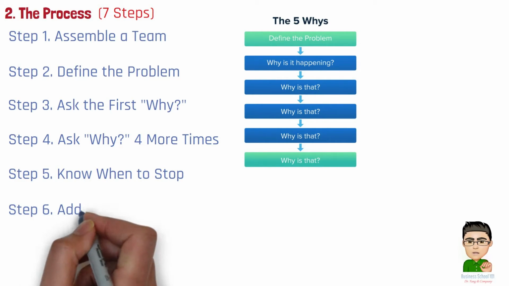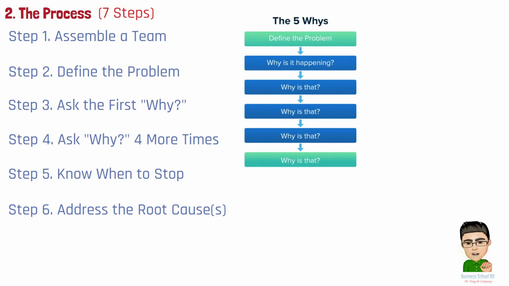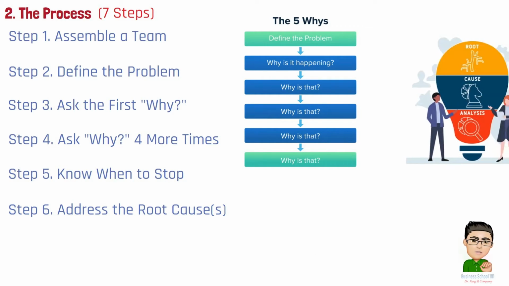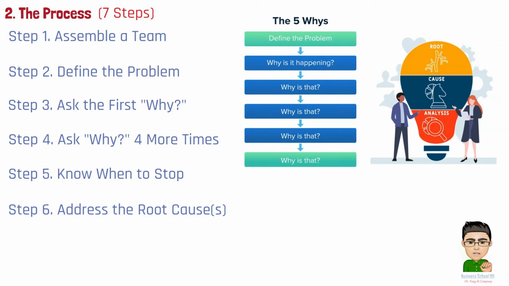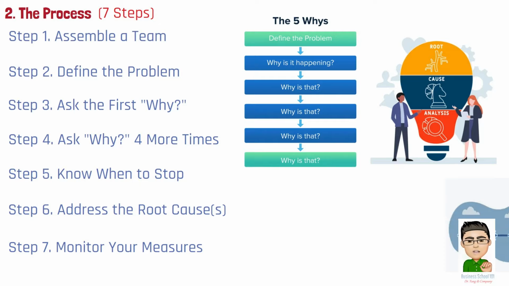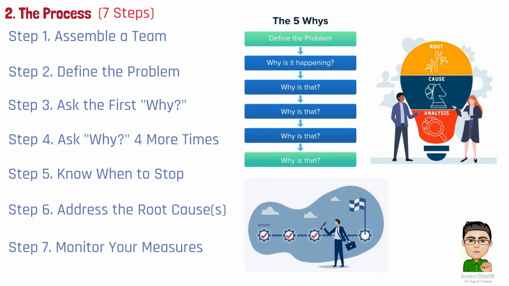Step 6. Address the root causes. Now that you've identified at least one root cause, you need to discuss and agree on the countermeasures that will prevent the problem from recurring. Step 7. Monitor your measures. Keep a close watch on how effectively your countermeasures eliminate or minimize the initial problem. You may need to amend them or replace them entirely. If this happens, it's a good idea to repeat the 5 whys process to ensure that you've identified the correct root cause.